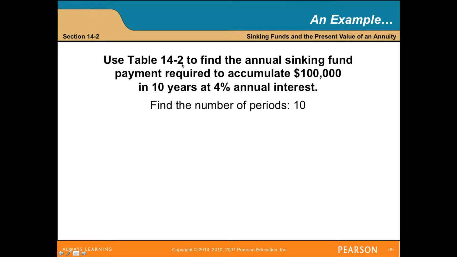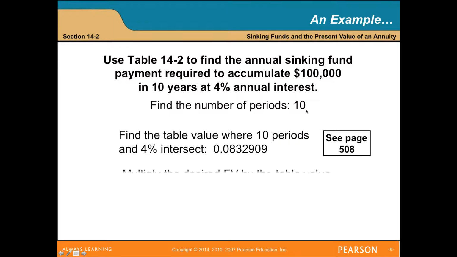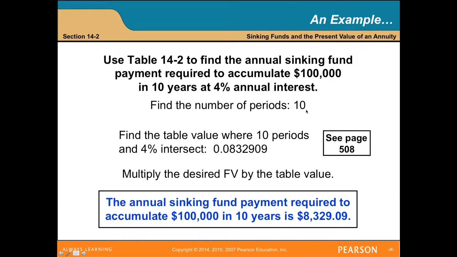Again, use table 14-2 to find the annual sinking fund payment required to accumulate $100,000 in 10 years at 4% annual interest rate. Number of periods is 10. Find the table value where 10 periods at 4% intersect, and then if you look at the cross section, it's 0.0832909. If you don't know what I'm talking about, that means that you're not looking at page 508. So if you want to understand this section, you have to go to page 508. So you can find the table and then find where 10 periods, 4% interest rate intersect, okay?